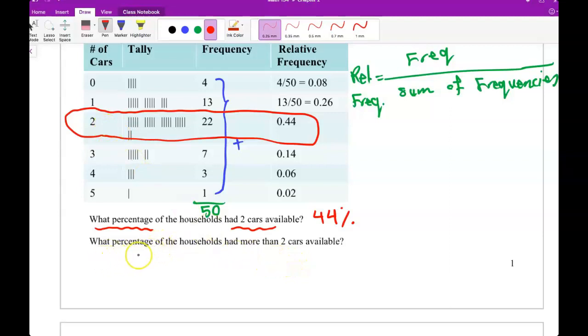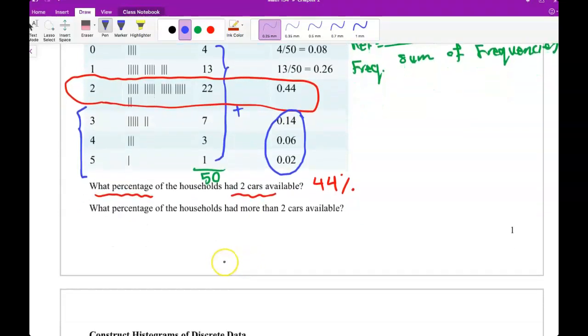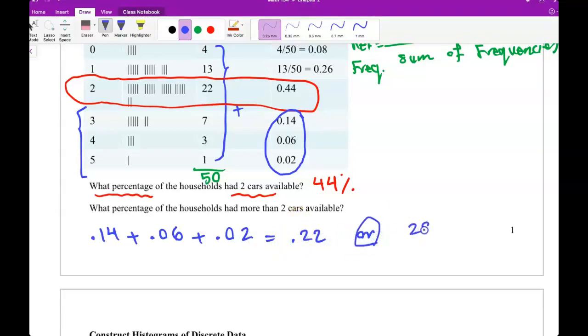The next part: what percentage of the households had more than 2 cars available? So it's more than 2 cars, and that is this part. Adding all of these, again using percent, we have 14%, 6%, and 2%. Adding all of these is 22%. So that is the final answer for this part.